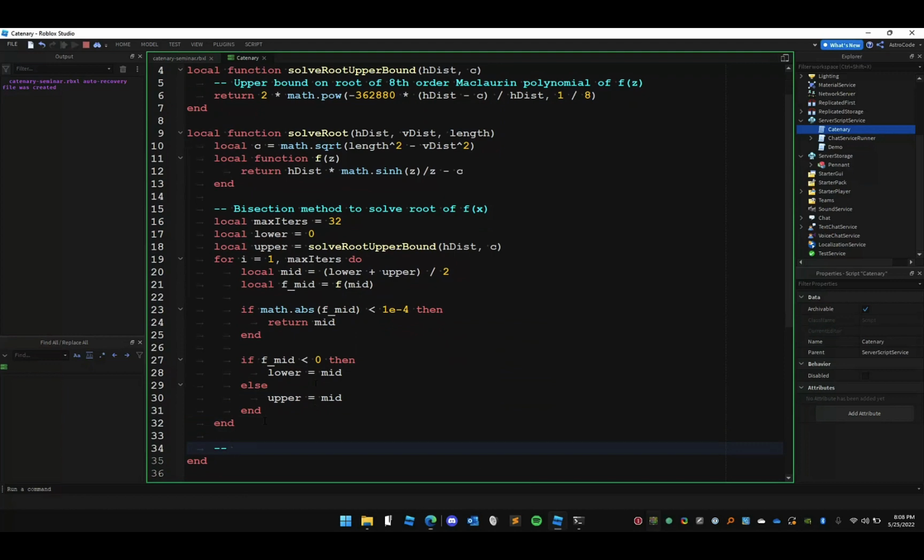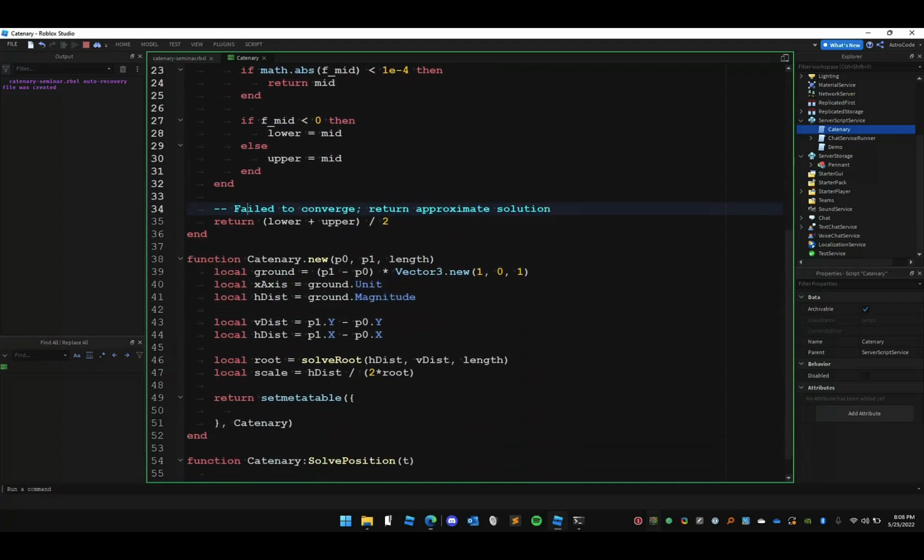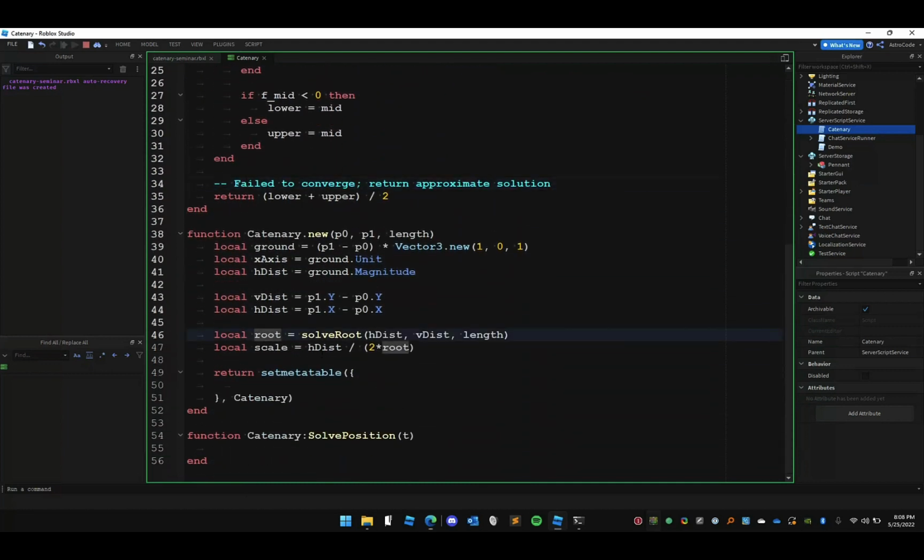And then if we get to the end, that means that we failed to converge. It's kind of unlikely, I'd say, and I've actually never hit a case where it fails to converge. But if we do, then we'll just return halfway between the lower and upper. It's kind of good enough. All right, so that is the numerical solution for this root, which we can then use to solve for the scale. And I think at this point we should visualize what we have so far.